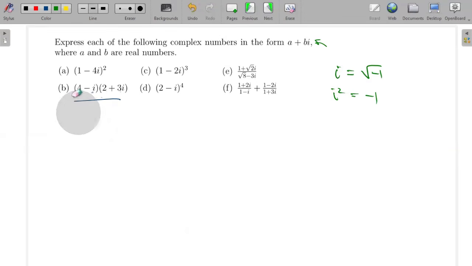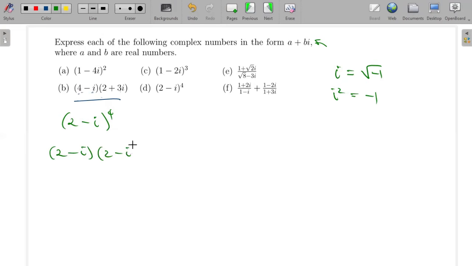Let's do the next one. So you have, okay, the next one is (2 - i) to the power 4. So what I'm going to do is first get (2 - i) multiplied by (2 - i).